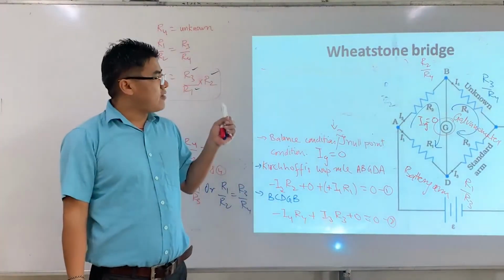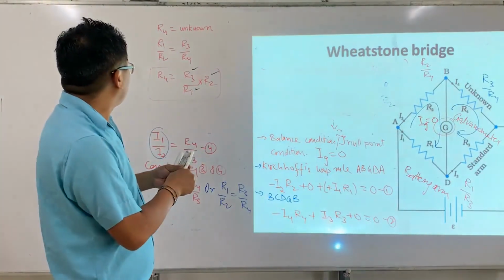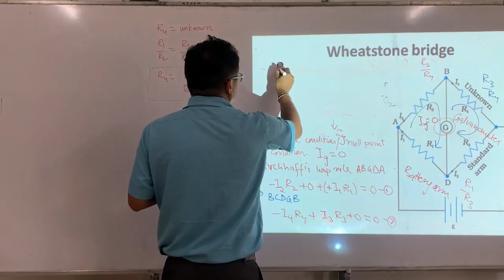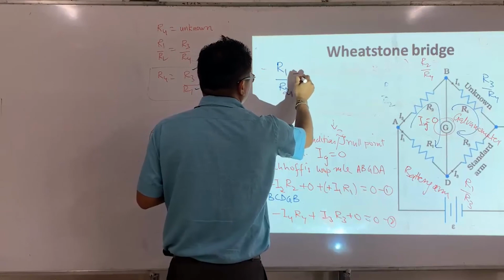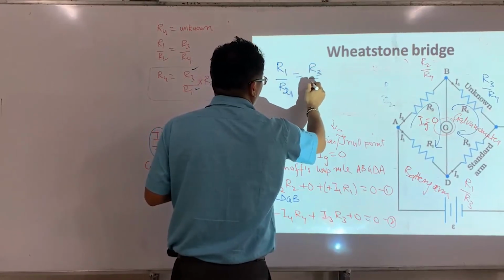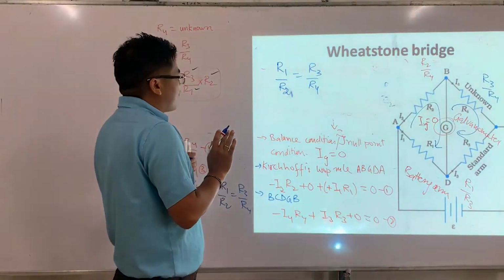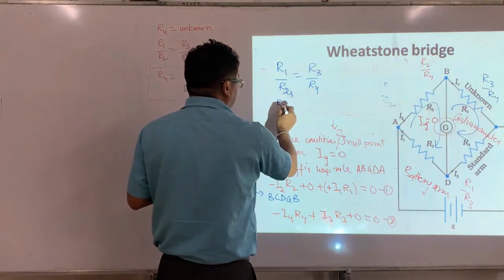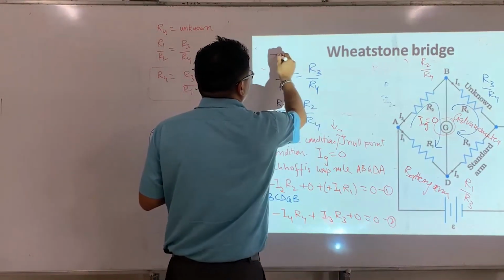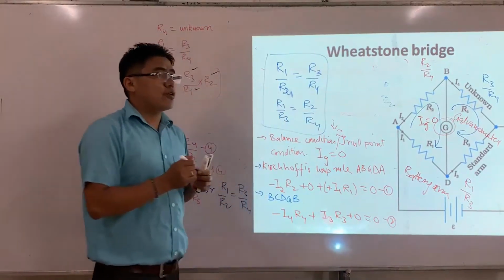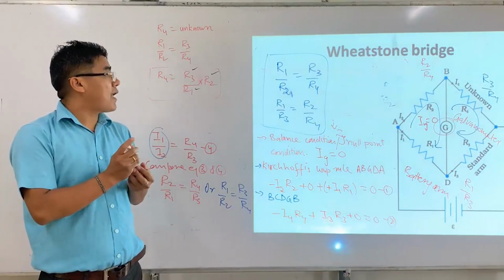So Wheatstone bridge, a very, very important concept. Again, I'm going to write R1 divided by R2 is equal to R3 divided by R4. This network, this relation, right? Or else I can rewrite this one by R3 can be written as R2 divided by this. Very, very important relation. So in the later class we will apply this to a meter bridge.